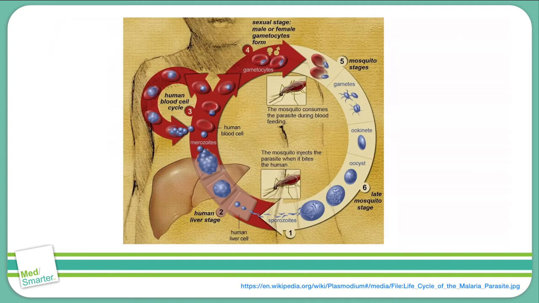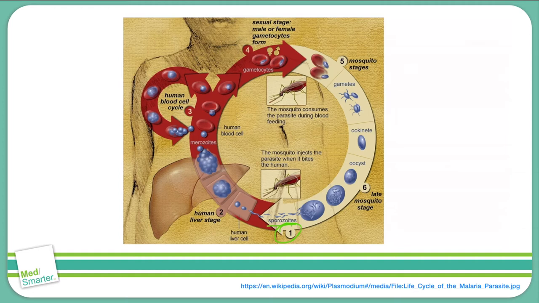This diagram will explain the life cycle of malaria within the body and in the mosquito. Let's start down here with number 1. A mosquito will bite a host and infect it with the sporozoites. Those sporozoites then can travel to the human liver, where they will form a hypnozoite stage that is dormant. This can remain in the liver for quite some time.